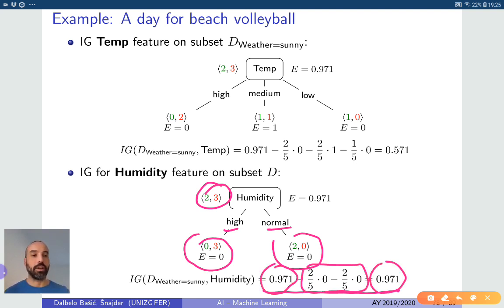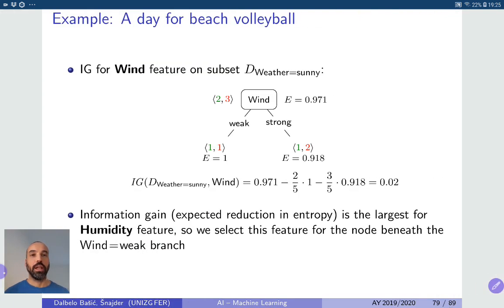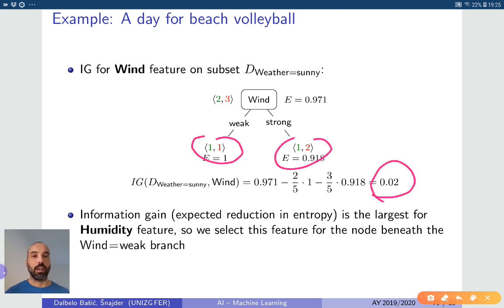This is good. Okay, so it seems like humidity is going to win here, but let's also look into the wind feature. And for the wind feature, we actually end up with quite a bad split, 1, 1, 1, 2, which gives me quite a low information gain. So we conclude here that information gain, or expected reduction in entropy, is the largest for the humidity feature.